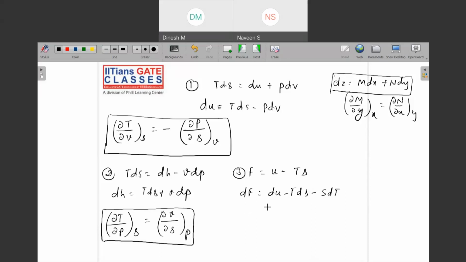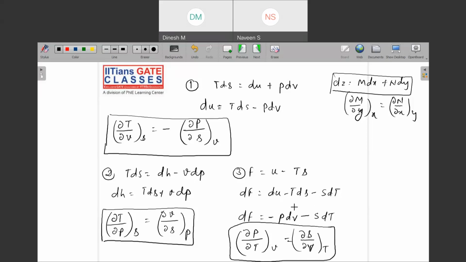Can I write? And we know that this is nothing but minus of PdV. Can you see dU minus TdS is minus of PdV? So can I write dF is equal to minus of PdV minus of S dT? Again, if this is an exact differential equation, then how would I write the differential? Delta P upon delta T at volume equal to constant, and this minus and minus sign will get neutralized. So can I write this one is equal to delta S upon delta V at temperature equal to constant? So this is your third Maxwell equation.